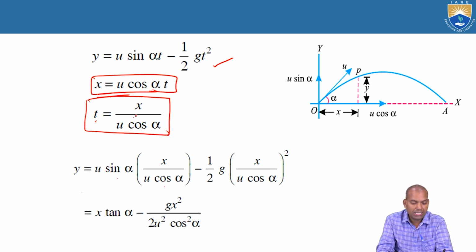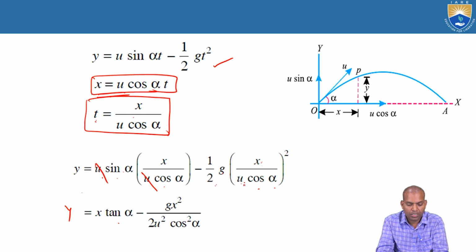What about the gt? What is the t for? x by u cos alpha, whole square. Then what will happen for simplification? x equal to u, that gets cancelled. x times sin alpha by cos alpha equals tan alpha. So y equals x tan alpha minus g x square by 2u square cos square alpha. It is the whole square, so x square by u square cos square alpha, that is g x square by 2 times u square cos square alpha.